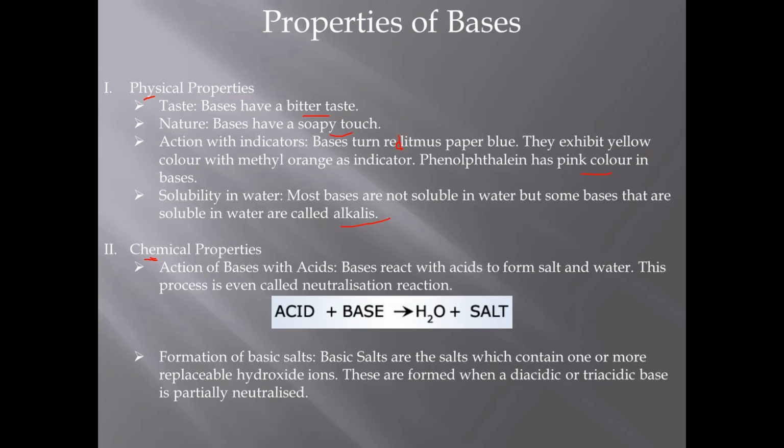Now what are the chemical properties of bases? How do bases react with acids? Bases react with acids to form salt and water. This process is also called a neutralization reaction. This is the reaction: acid plus base yields H2O, that is water, and salt. I can even give an example of this.